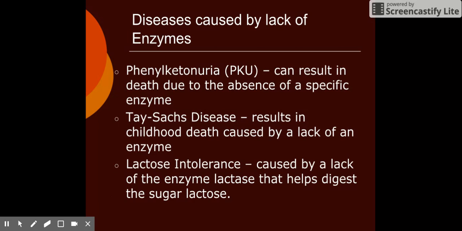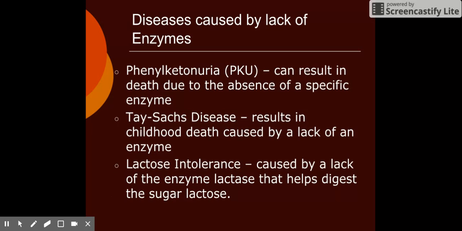Now, one that's not as severe is lactose intolerance. And what happens in lactose intolerance is you either don't have at all or you have very little of an enzyme called lactase. And lactase helps to break down the sugar lactose, which is found in milk and milk products. So if you don't have that enzyme, but you drink milk, you're going to feel really crampy. It's going to be uncomfortable. It doesn't lead to death, but it's going to be very uncomfortable.